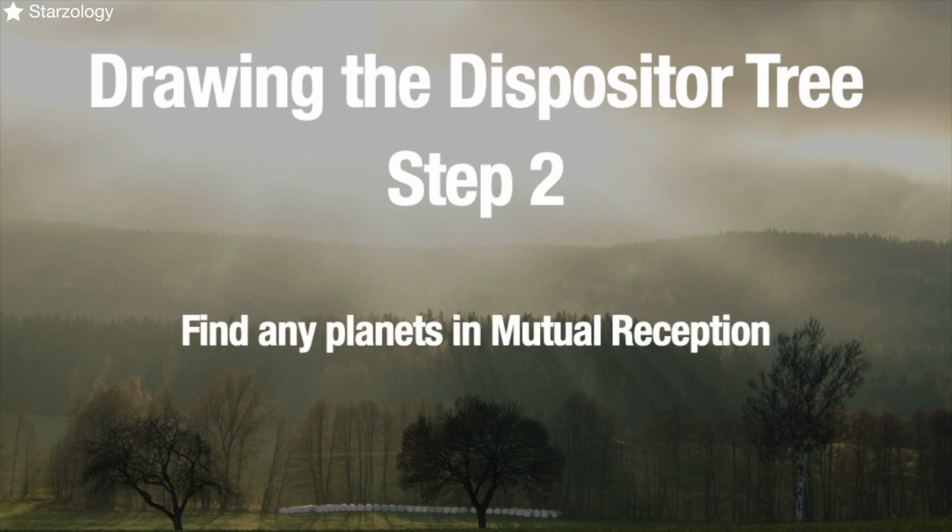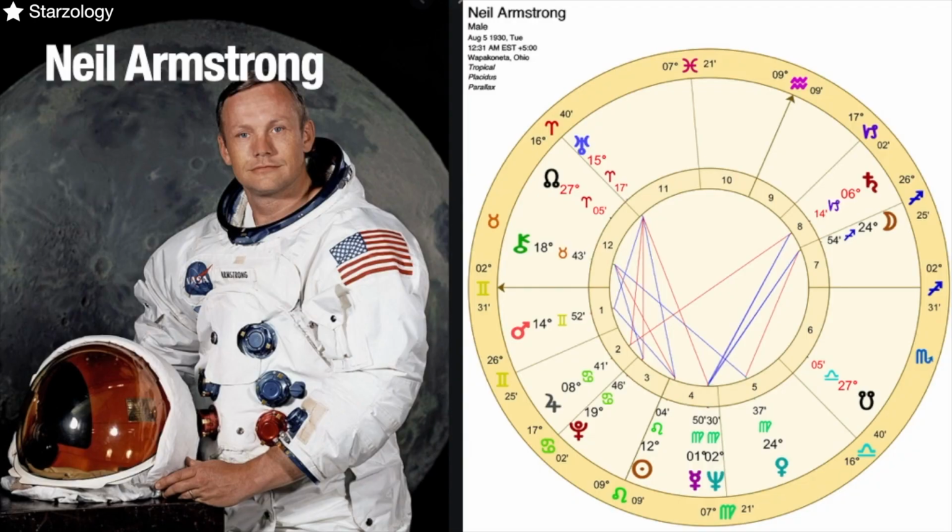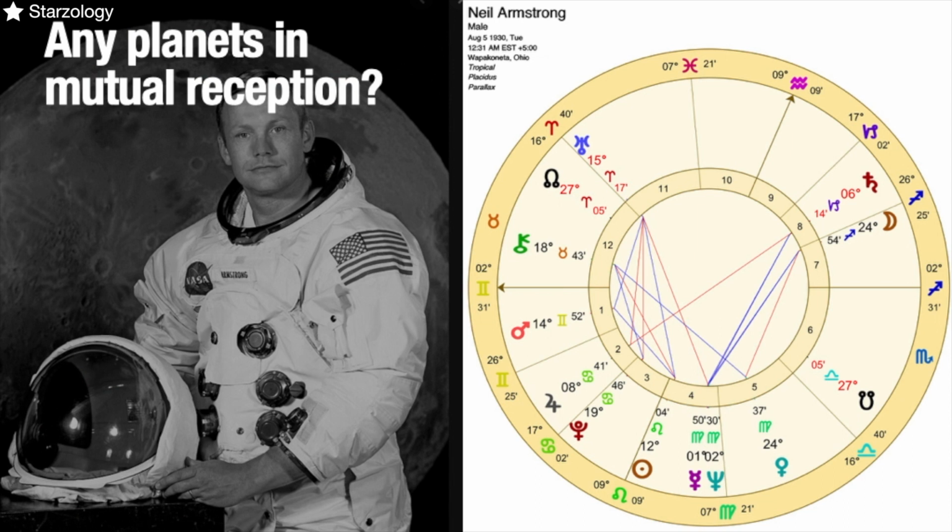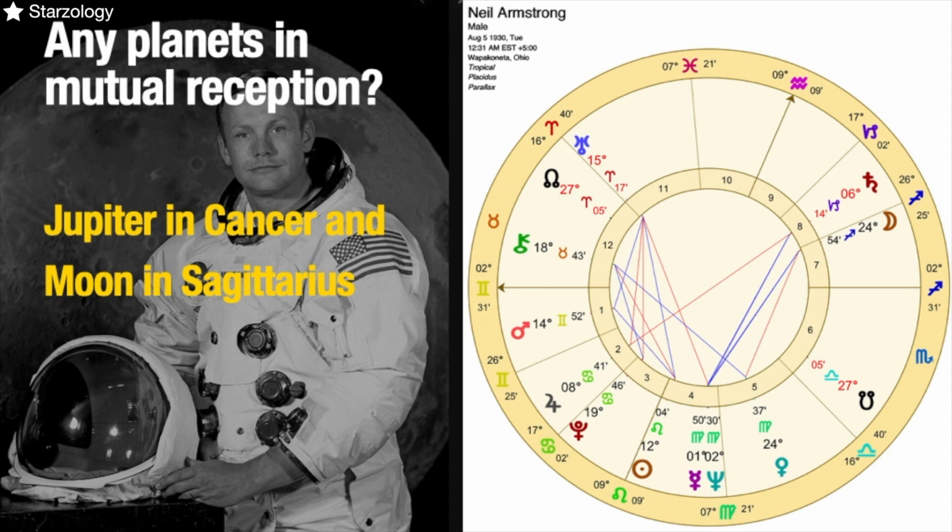So what about if you've got any planets in mutual reception? This will be slightly different. So here we're looking at the chart for the astronaut Neil Armstrong. And our question is, are there any planets in mutual reception? And lo and behold, yes. We've got Jupiter in Cancer and the Moon in Sagittarius. So we are definitely going to put those 2 on the top line.